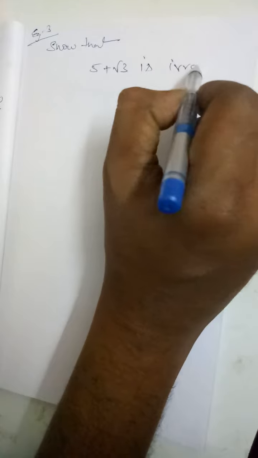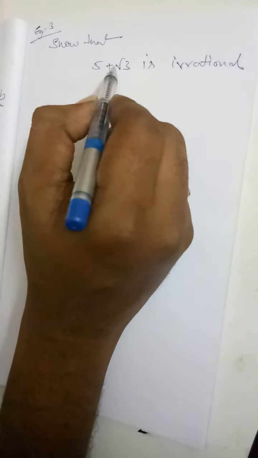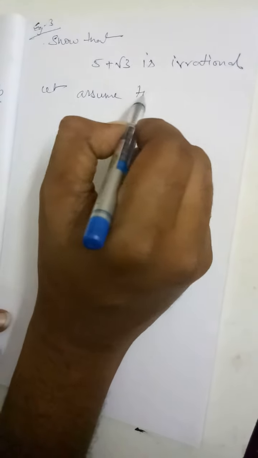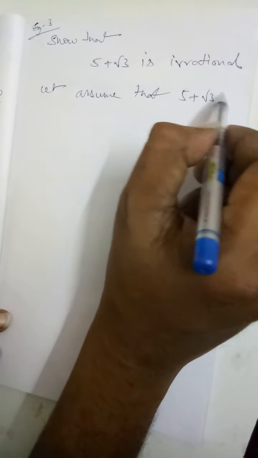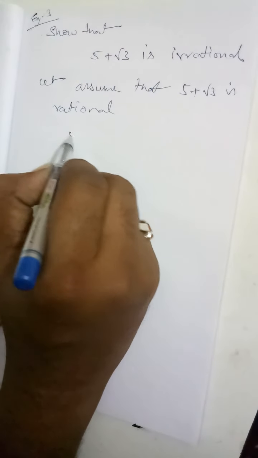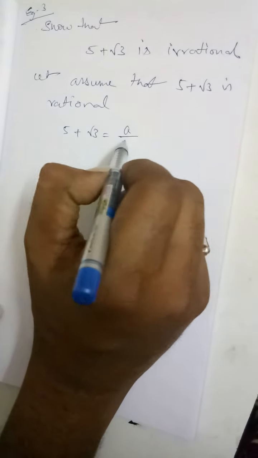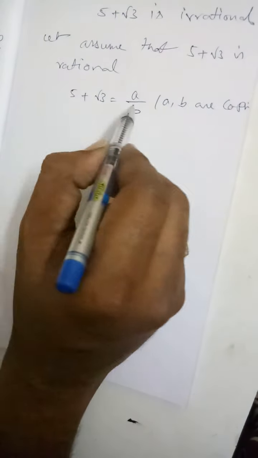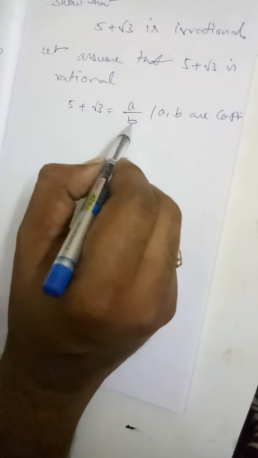Example 3. Show that 5 plus root 3 is irrational. Same process. We can't say directly that it is an irrational number, so let us assume that 5 plus root 3 is rational. Rational number means definitely 5 plus root 3 is equal to a by b. Condition same, a, b are co-prime.